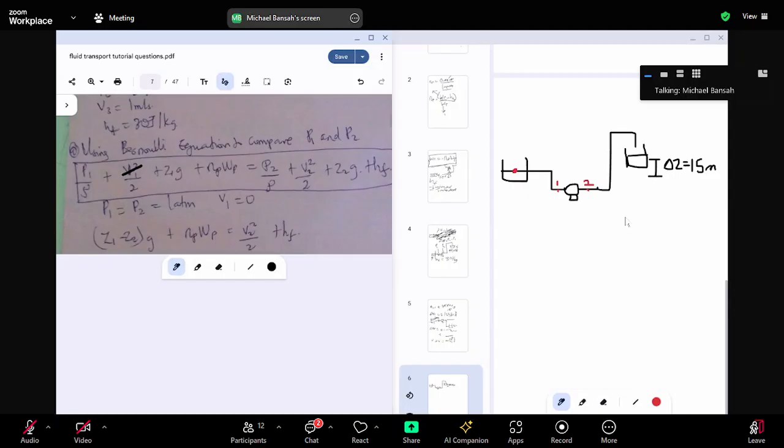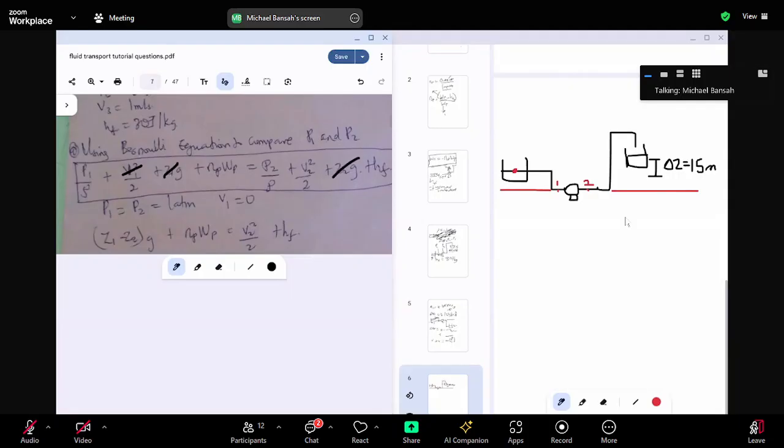Now, the Z, I'm considering this to be my datum, the base, or let me say the ground. I'm considering here to be my datum. So I will say there is no elevation. So my Z1, this Z1 is known. It will be 0 because there is no elevation. Same applies to my Z2.